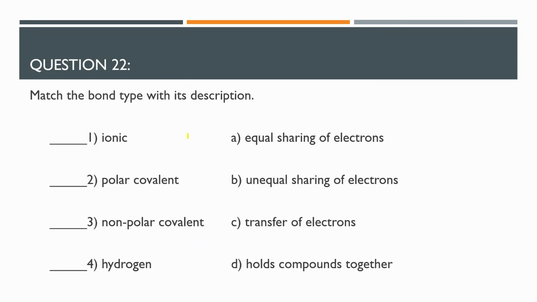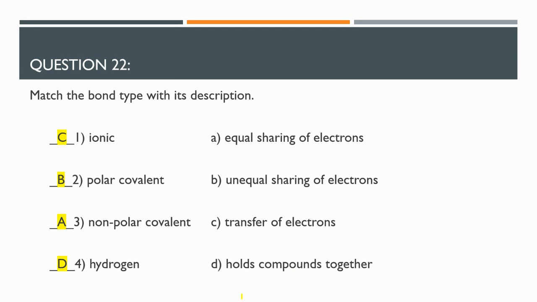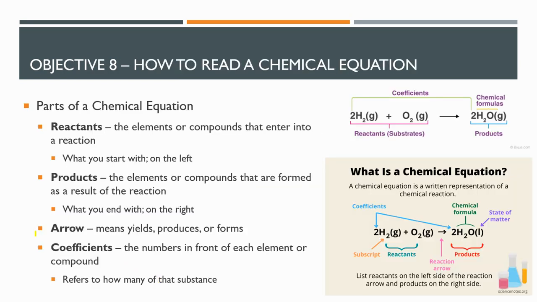All right, so last question for this section, match the bond type with its description. All right, remember those key words. Ionic is a transfer. Covalent means share. Polar means unequal sharing. Once again, covalent means share. Nonpolar means equal sharing. And those hydrogen bonds are those weak bonds that form between compounds. And that is going to finish up Objective 7.